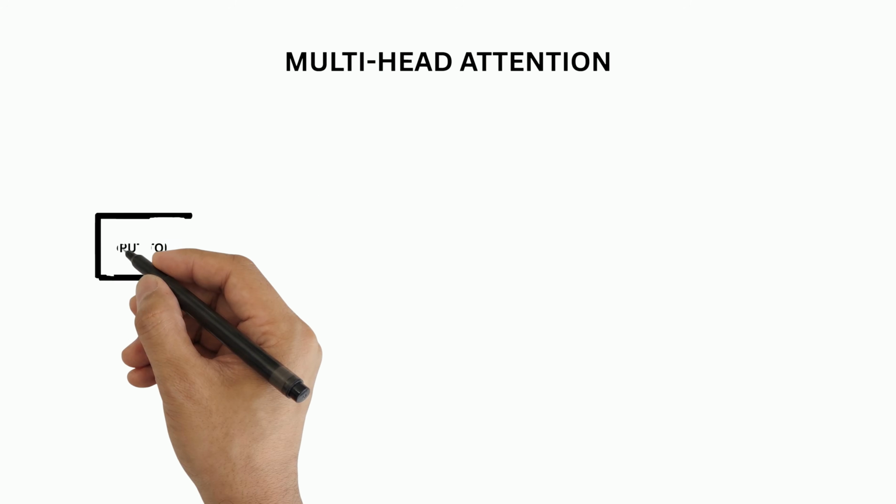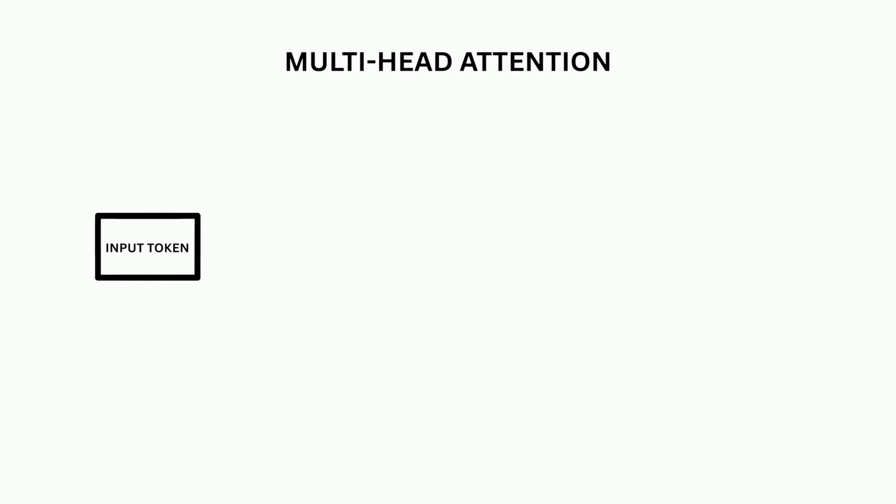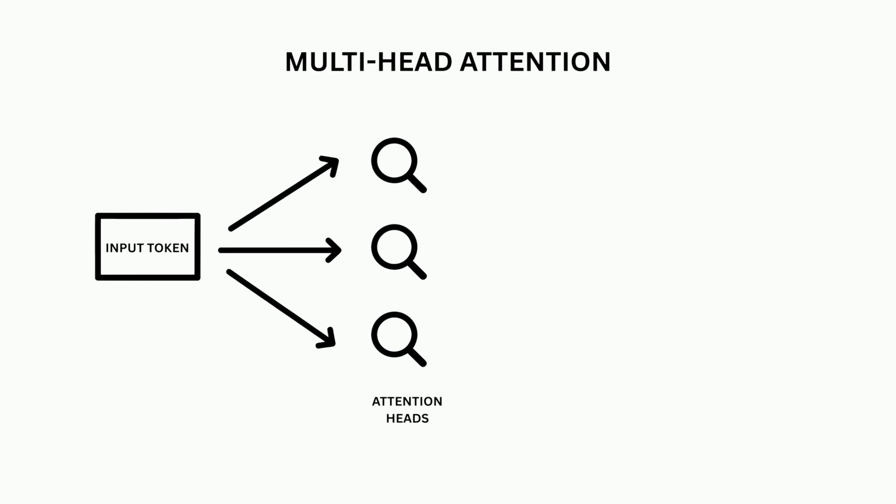A single attention pass only learns one kind of relationship at a time, but language has many kinds at once: grammar, meaning, reference, tone. So the transformer runs several attention calculations in parallel on the same input, each one called a head, and each head is free to learn a different pattern.